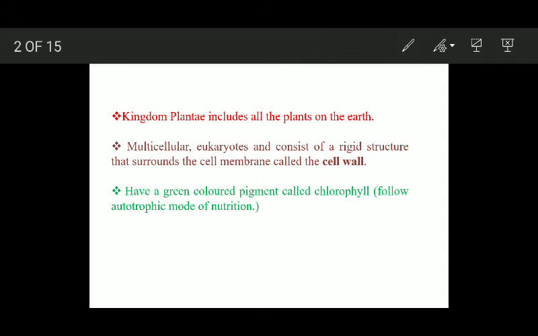Okay, kingdom plantae includes all the plants that exist on the earth. These organisms are multicellular, they are eukaryotes and consist of a rigid structure that surrounds their cell membrane, which is known as cell wall. They have a green colored pigment which is known as chlorophyll, and this chlorophyll helps them manufacture their own food material.